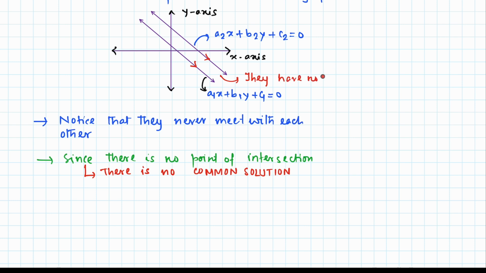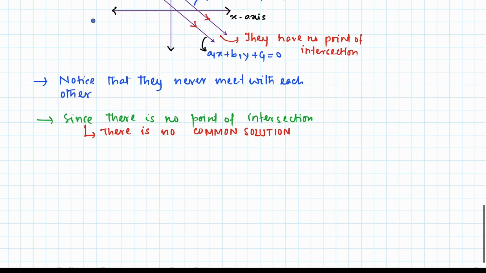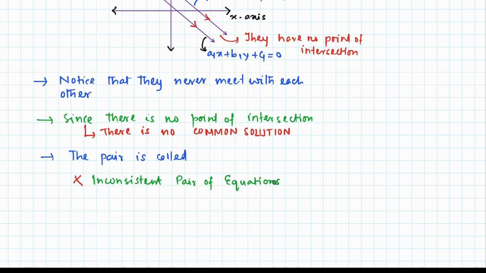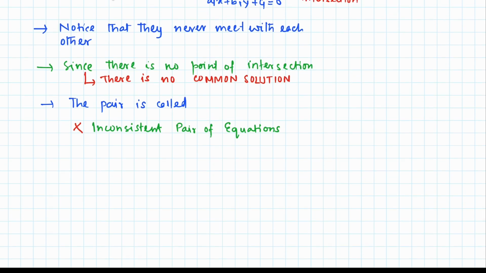There is no common point. So they have no point of intersection, and therefore we will not get any solution. So the pair of equations is called, we are giving a cross, inconsistent, and they have no solution. So they are called an inconsistent pair of equations.